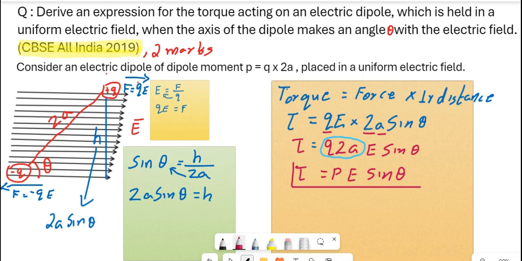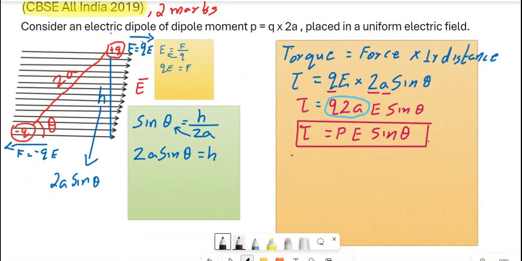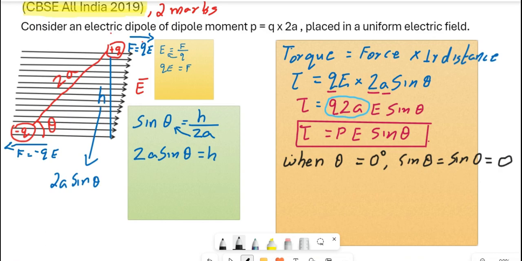This is the expression for torque produced, and usually this question carries 2 marks. In some question papers we can see some extended small questions like this one: when will the torque be maximum? When will the torque be minimum? In other question papers we can see which one is the stable equilibrium and which one is the unstable equilibrium. First we can see in terms of theta. If theta is 0, sin theta is equal to sin 0 which is 0. So torque is equal to 0, because it is PE into 0.